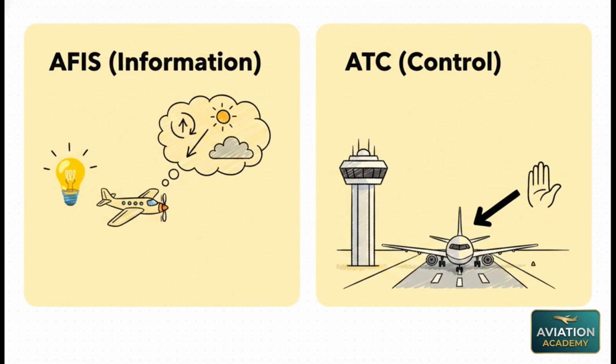AFIS informs. They give pilots the data, the situational awareness, so they can make their own safe decisions. Air Traffic Control, ATC, on the other hand, controls. They issue mandatory, legally binding instructions, like cleared for takeoff. It's the difference between information and instruction, and it's a vital one.